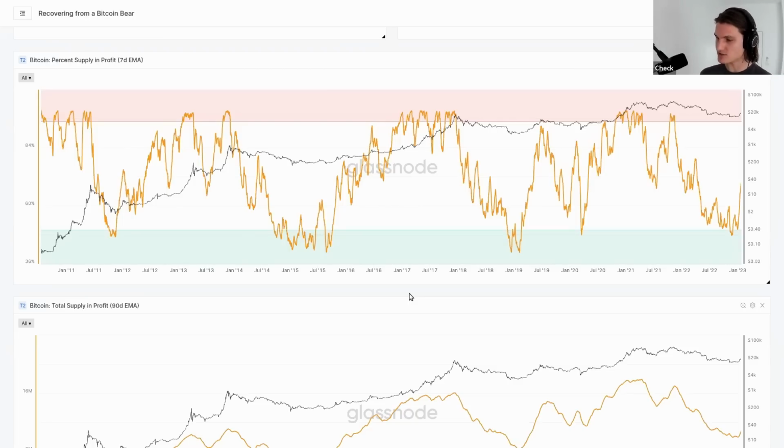So you can measure this as the amount of psychological stress that people are still holding, or psychological euphoria, right? There's an incentive to sell the lower the price goes, the more red you see in your portfolio. And there's also an incentive to sell the more green, right? When people are in a high degree of profit, they're probably as likely to spend as someone who's immensely in the red. So the first model we're looking at here is the percent supply in profit.